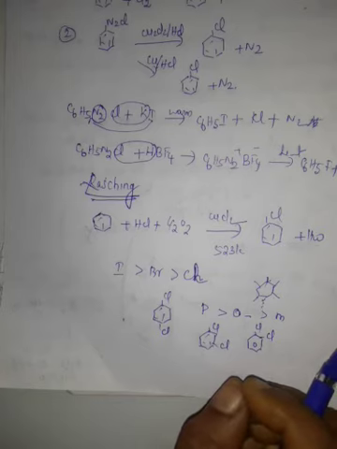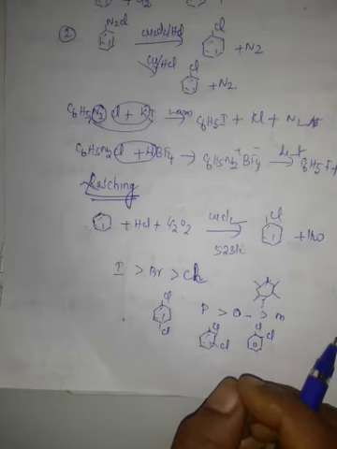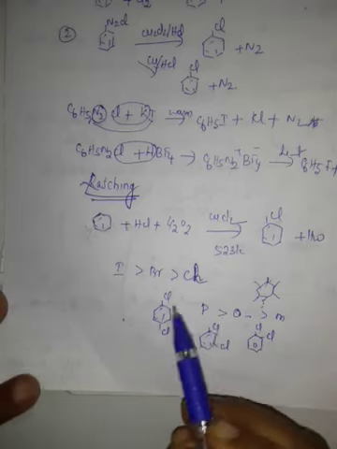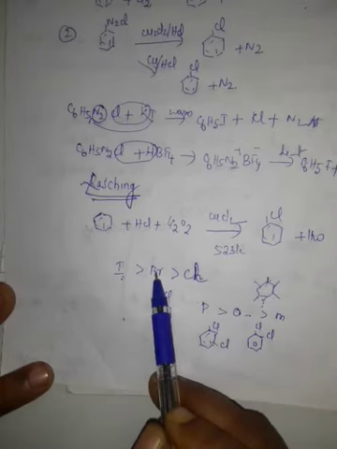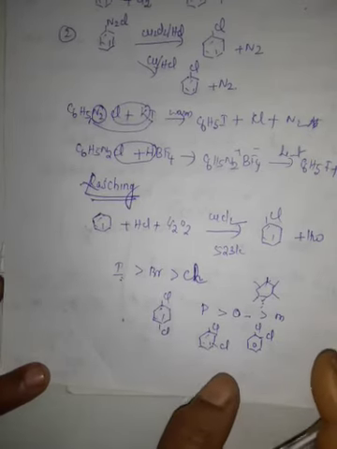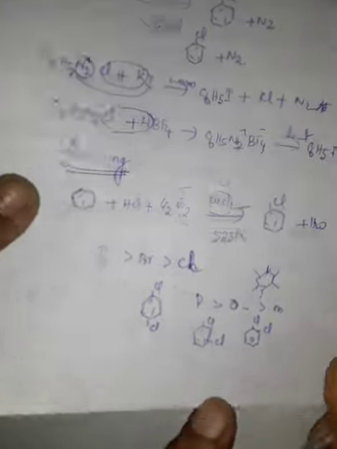Next, solubility. Haloarenes are insoluble in water because they cannot form hydrogen bonds with water, but are soluble in organic solvents. Next, density: iodobenzene is greater than bromobenzene, which is greater than chlorobenzene. Next, some of the chemical properties.